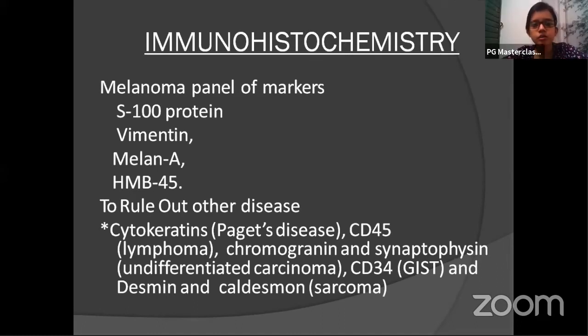Immunohistochemistry is important to see the melanoma panel of markers, which is the S100 protein, vimentin, Melan-A, and HMB45, and to rule out other diseases: cytokeratins to rule out Paget's disease, CD45 to rule out lymphoma, chromogranin and synaptophysin to rule out undifferentiated carcinoma, CD34 to rule out GIST, and desmin and caldesmon to rule out sarcoma.